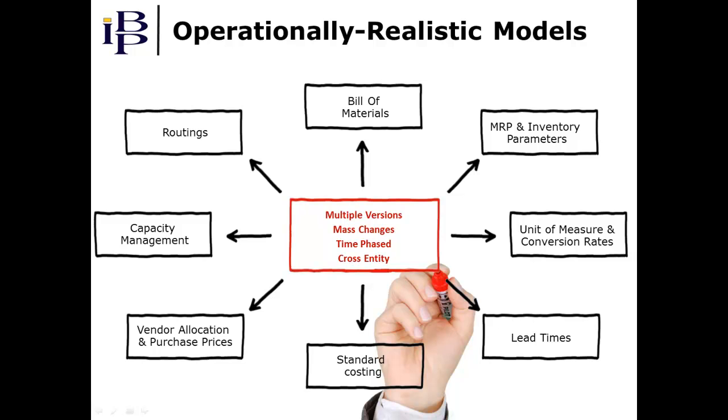Third, it should support mass model changes. For example, this is essential for coping with actions such as replacing one vendor for another, or changing vendor allocations as we saw in the examples. And lastly, it's important to execute these models across legal entity. This is important for a company that has multiple plants that work interdependently.